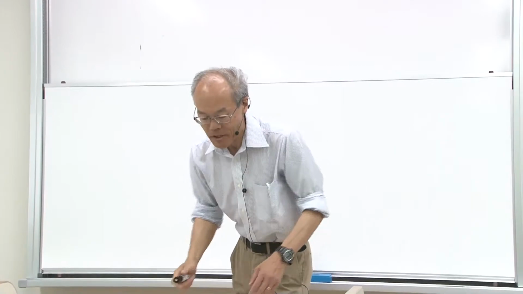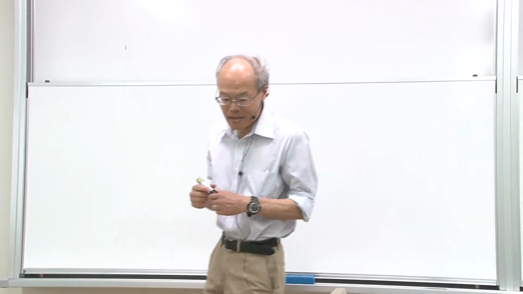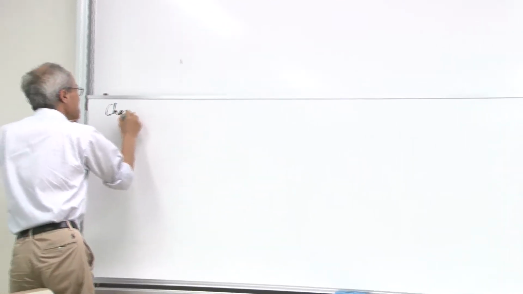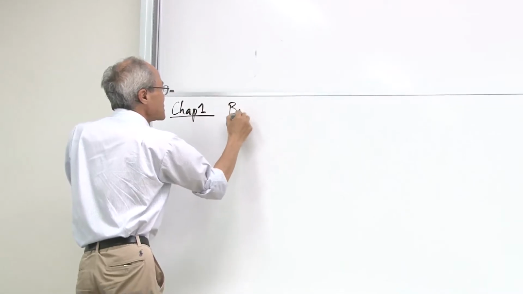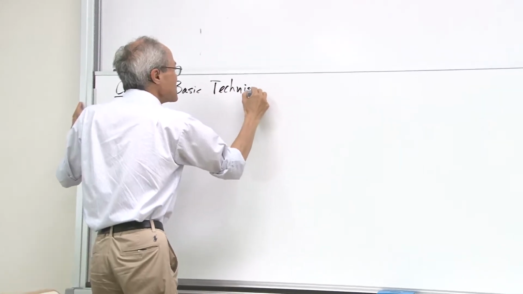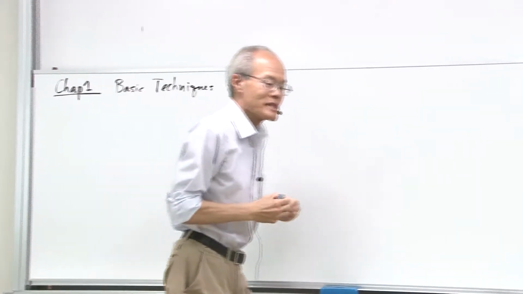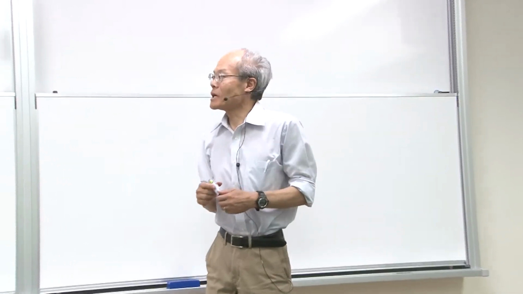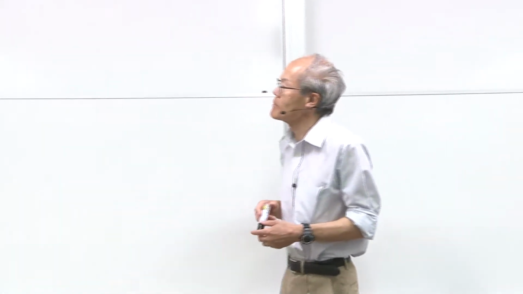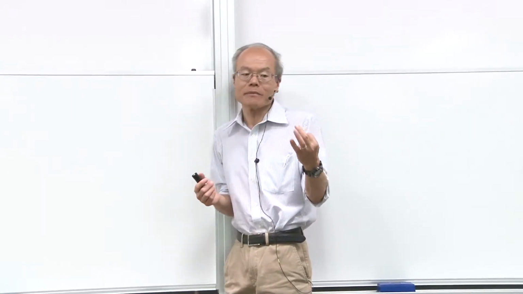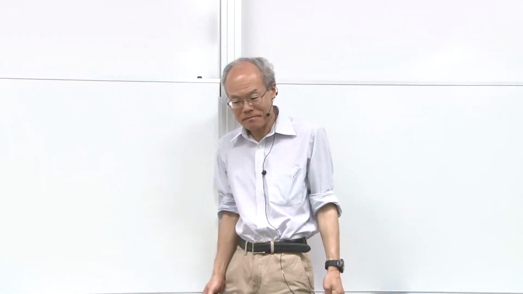Today we are going to a new subject, a new topic. Small recap. Chapter 1 is about basic techniques for algorithm design. Actually, not only design but also analysis. I showed you three basic techniques: divide and conquer, dynamic programming, and backtracking.